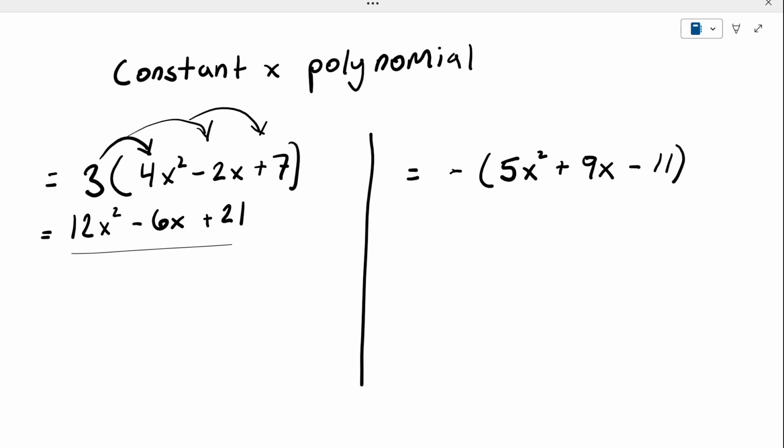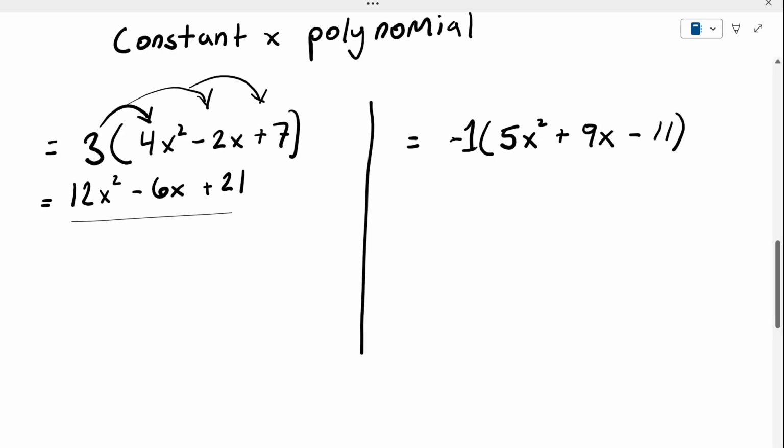Let's see the second example. This here is multiplying a negative sign into 5x squared plus 9x minus 11. What we can notice here is that we can actually write a 1 right here, and this makes a lot more sense. Now we can understand that we're multiplying this polynomial by negative 1.